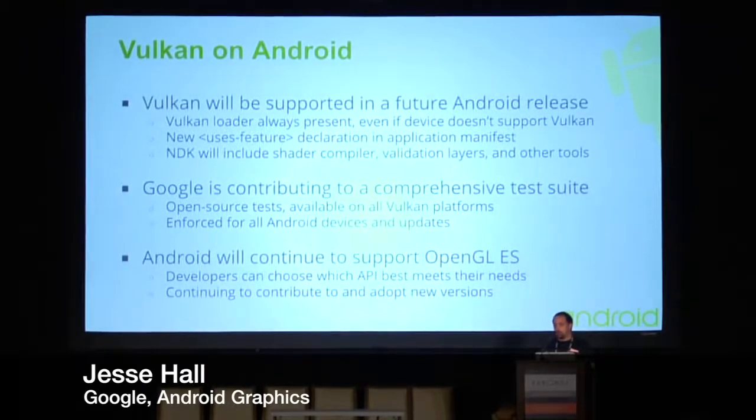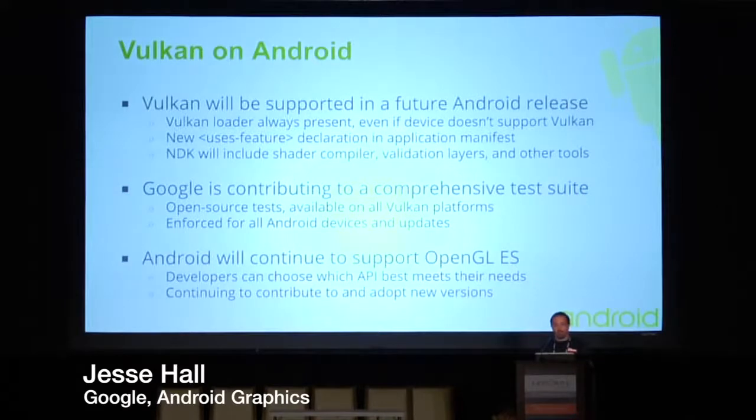As an application, if you target a particular version of the platform, you know that the loader will be there, even if the device has an older GPU that can't support Vulkan. You at least have the basic support there to ask, what can this device do? You'll be able to declare in your application that you require Vulkan if you do, and the Play Store won't try to deliver you to devices that don't support it. And we're going to be including the shader compiler and validation layers and a bunch of other tools in the NDK so that when you get the NDK, you have everything you need to start doing Vulkan work.